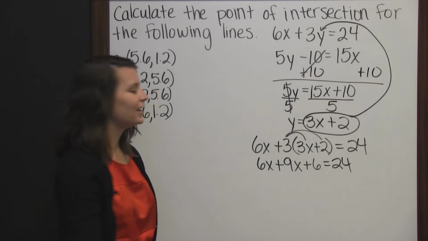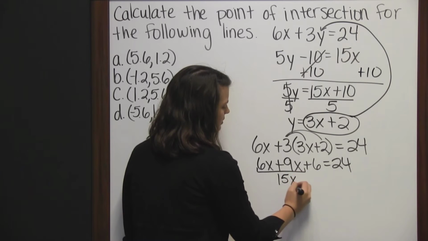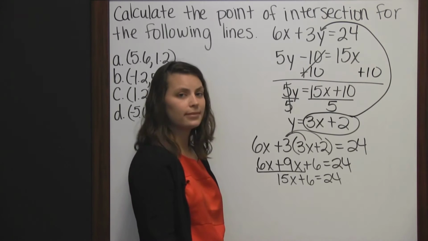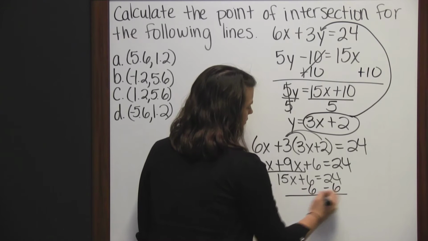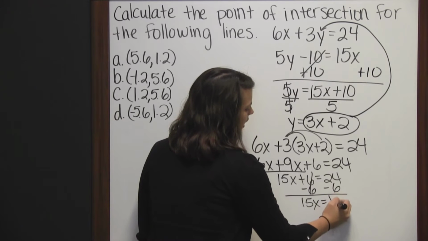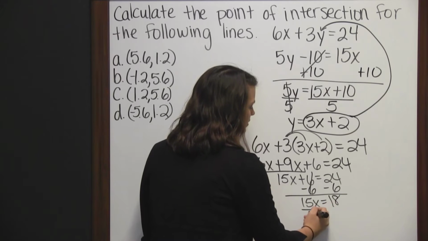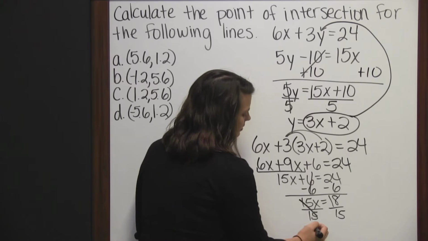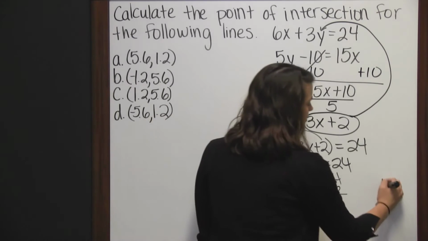Next, we need to combine like terms. 6x plus 9x is 15x. Plus 6 equals 24. Then, we need to subtract 6 from both sides. So 15x equals 18. And finally, we need to divide both sides by the coefficient of x, 15. That's 1 times x is x equals 18 divided by 15. We can do that right over here.